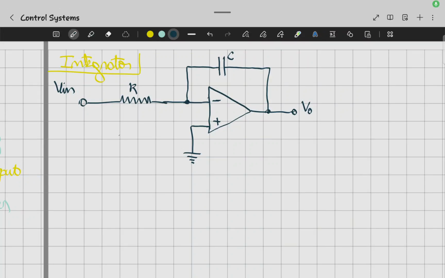So now let's see one type of operational amplifier. We see the integrator. How do we go about solving an integrator? Okay, so this is what we're going to see now. We need to get the transfer function. We're going to find the transfer function.